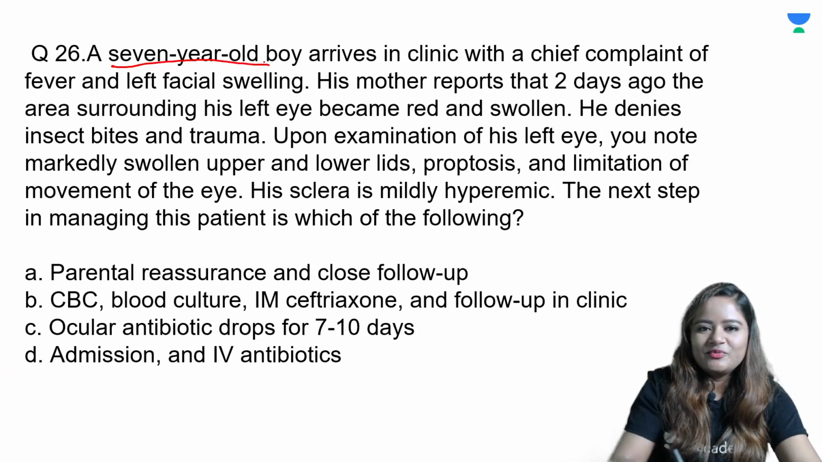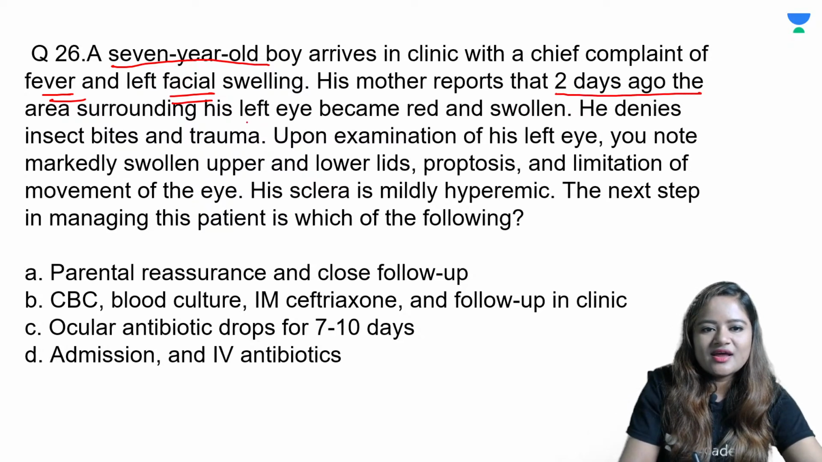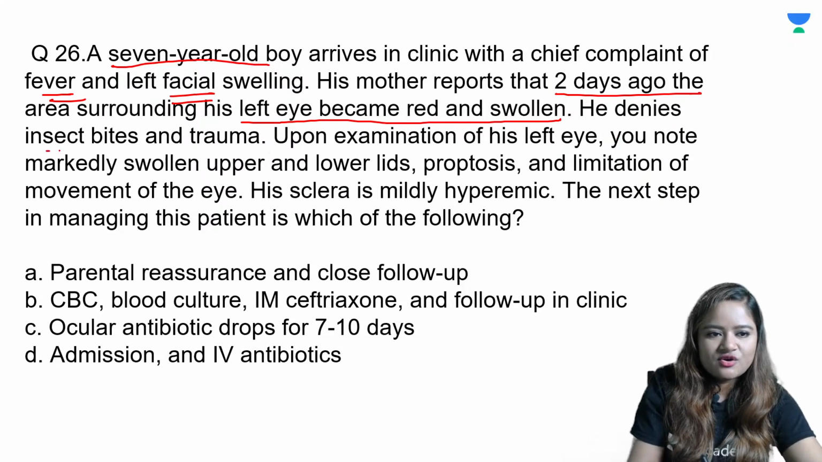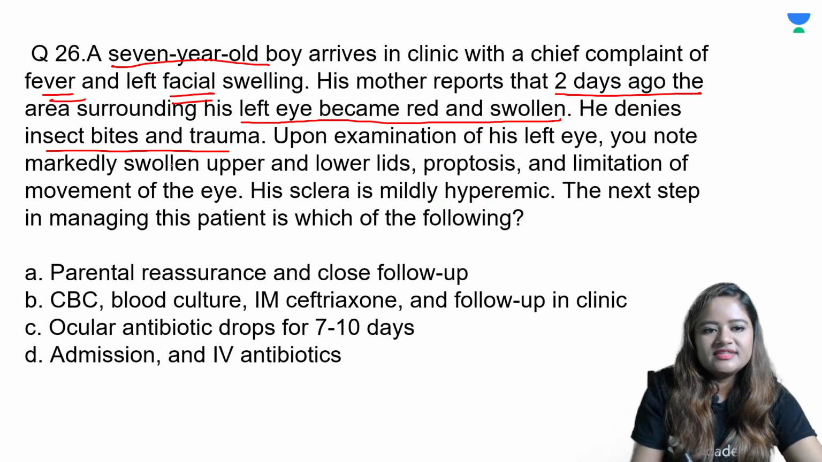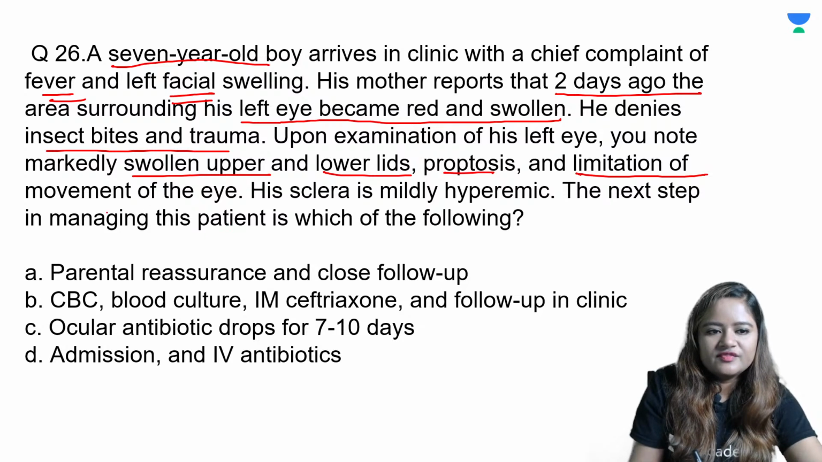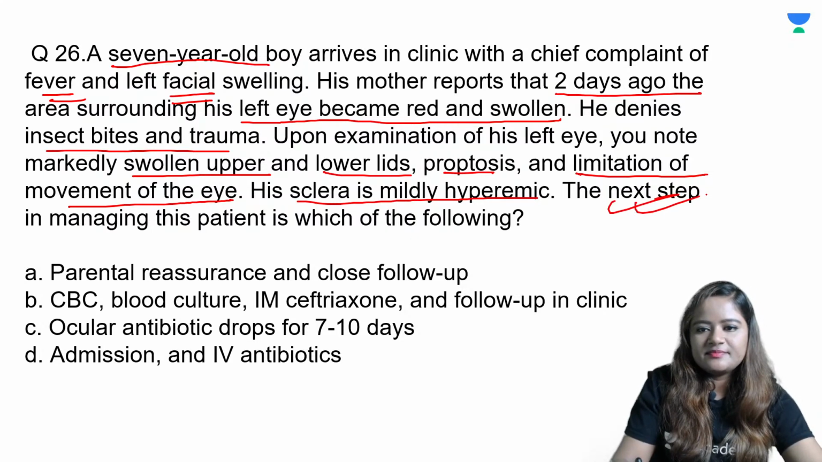All right, question number 26. There's a 7-year-old boy who arrives to the clinic with the chief complaint of having fever and left facial swelling. The mother reports that 2 days ago, the area around his left eye had become red and swollen. He denies any history of insect bite and trauma. Upon examination of his left eye, you note that it is markedly swollen and the upper and the lower lids are swollen with proptosis, and there is limitation of the movement of the eye. And the sclera is also hyperemic. So what is the clinical condition they are describing? What is the next step in the management?